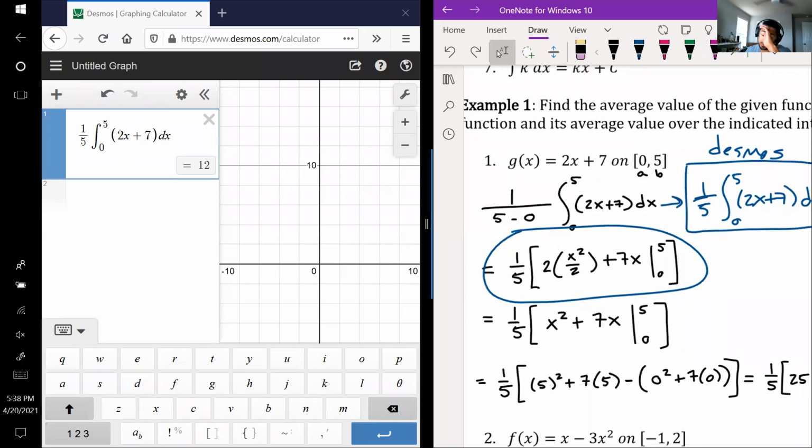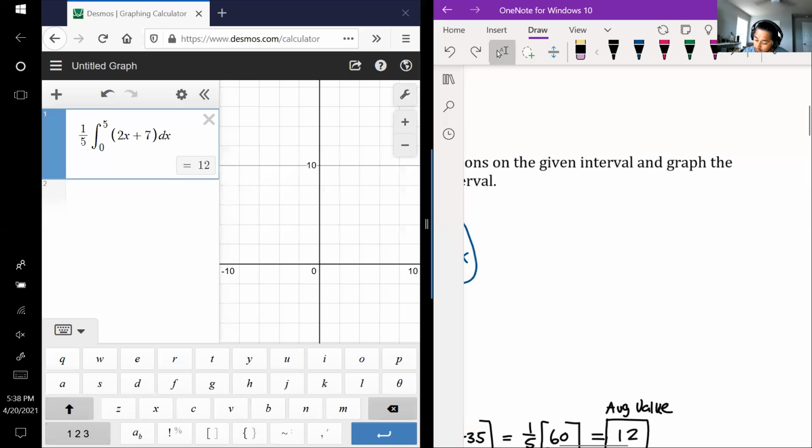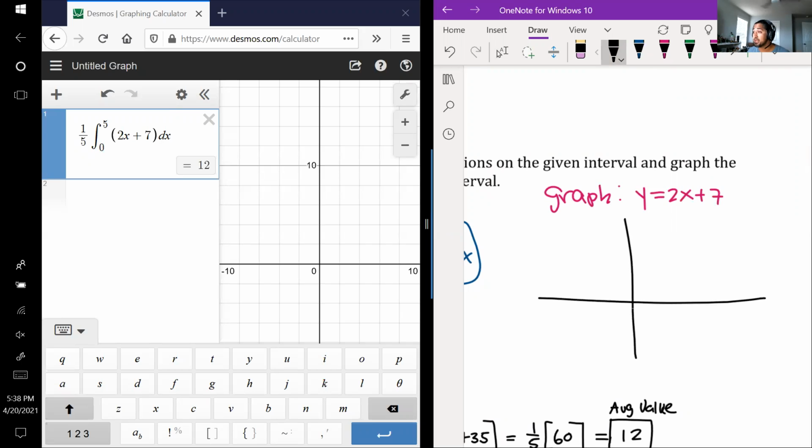Okay. Now let's go ahead and graph this function. So I'm going to say graph, and we're graphing y equals 2x plus 7. Okay. So here I'll make a nice little graph, and it's giving us the x values already. It says we're graphing this from 0 to 5. So here's 0, and then 1, 2, 3, 4, 5.